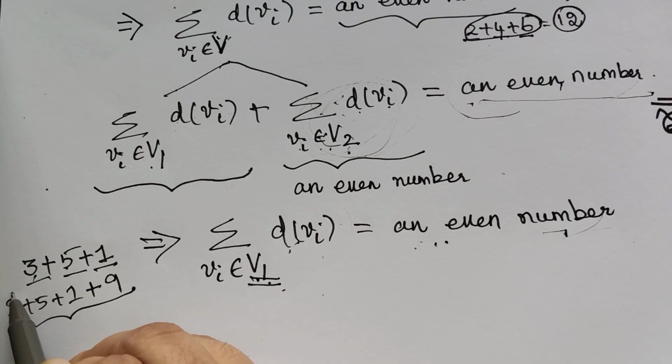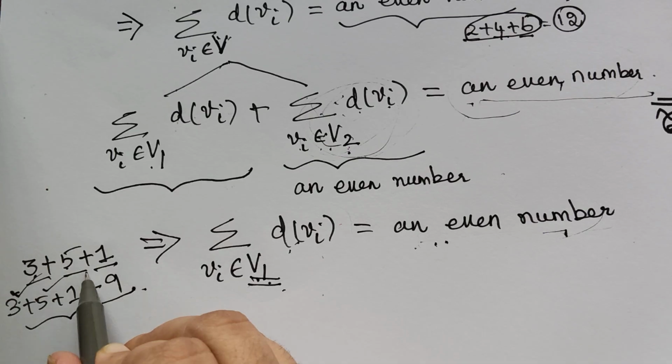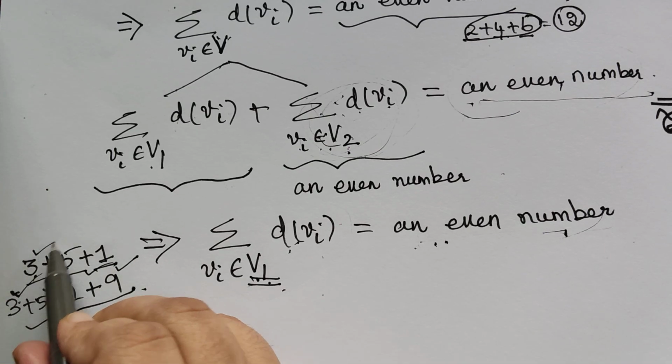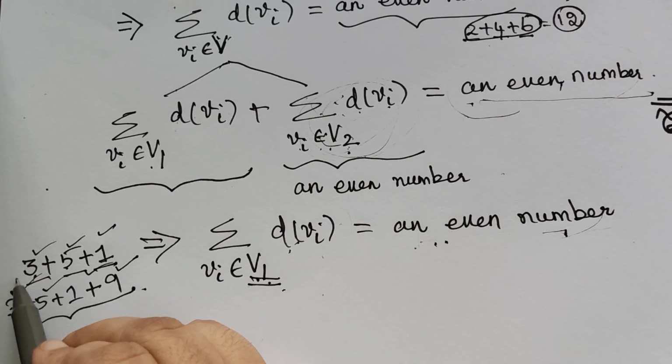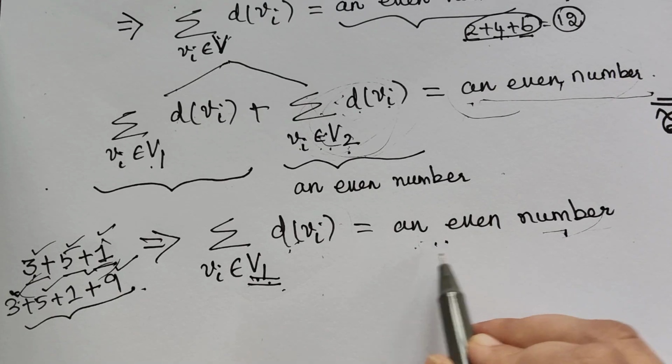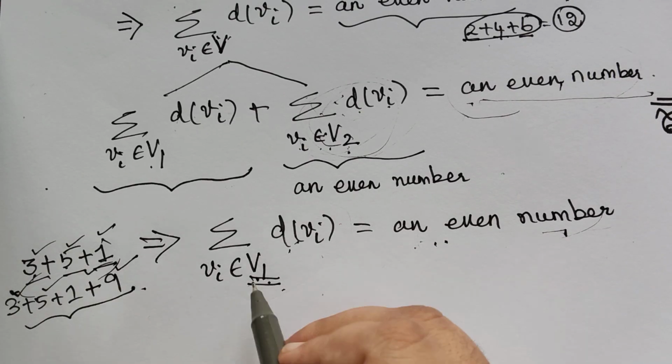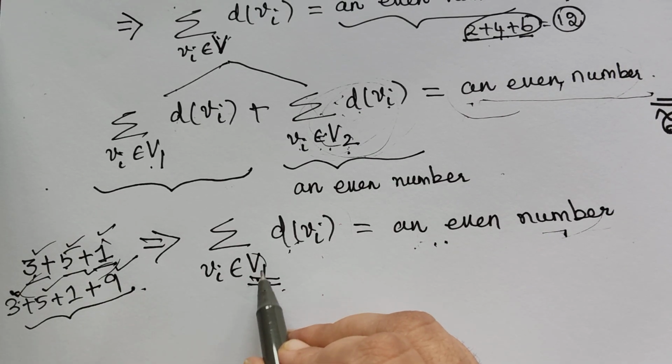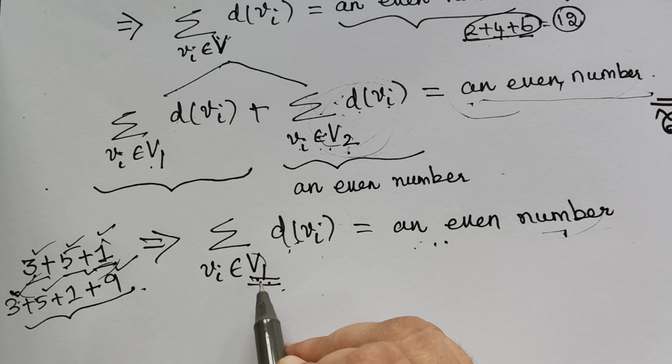So how many numbers did we take? The total degree will be 18. The number of vertices chosen will be 1, 2, 3, 4. But if you have an odd number of vertices, you will result in an odd number, which is a contradicting fact. Therefore, the number of elements of V1 should be an even number only.